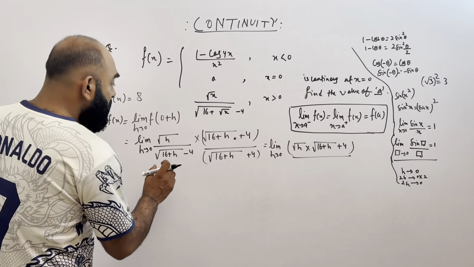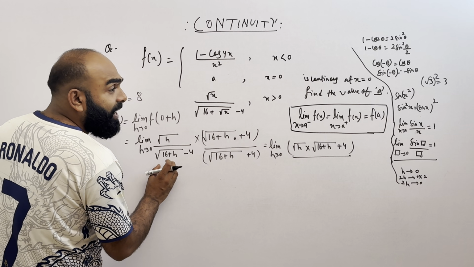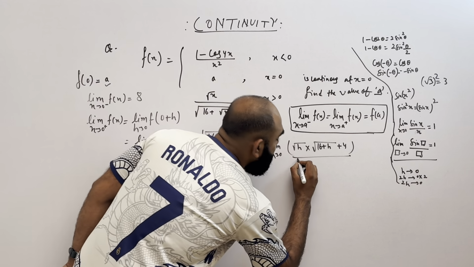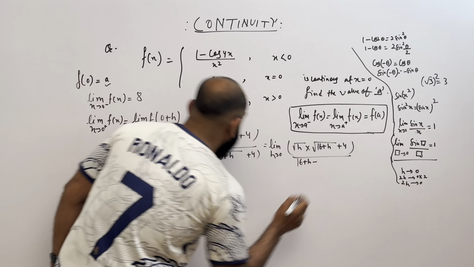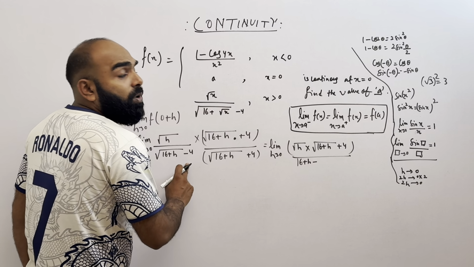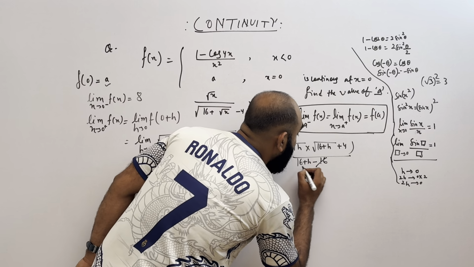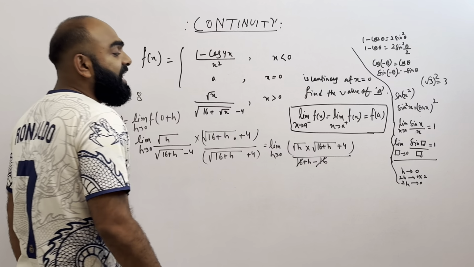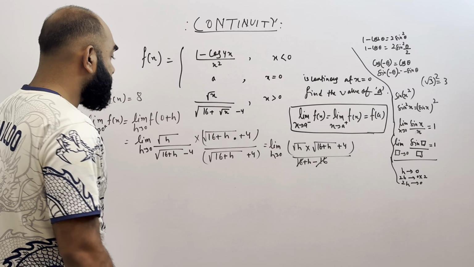So a square is root under 16 plus h squared, minus b square. That means 16 plus h minus 4 squared, and 4 squared is 16. Here plus 16 minus 16, the plus 16 and minus 16 cancel. So what do we have?